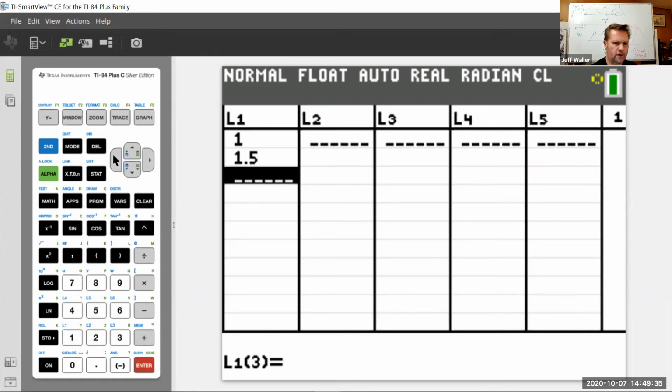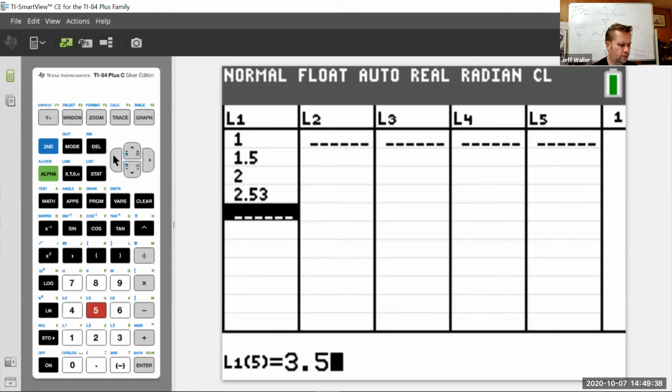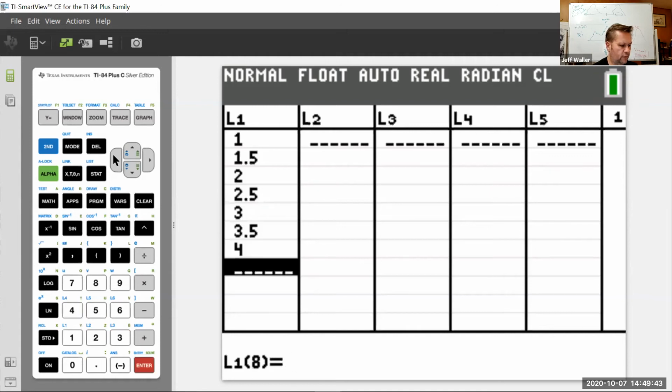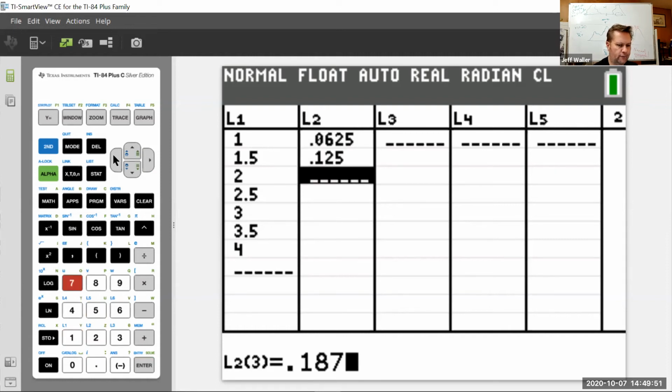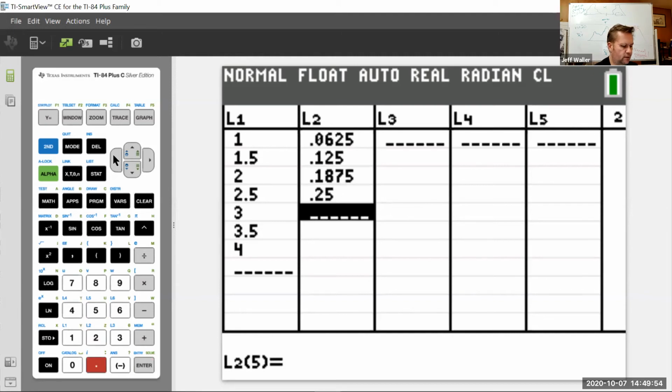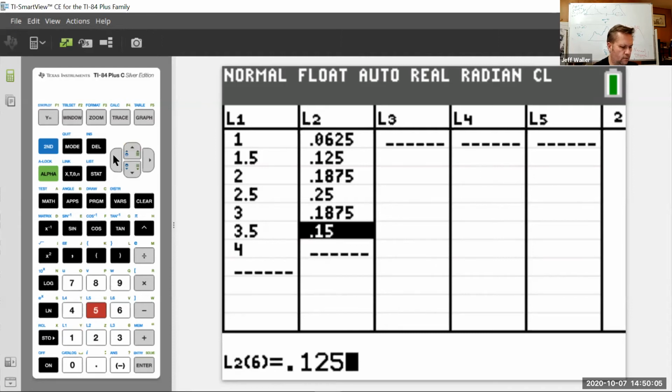1, 1.5, 2, 2.5, 3, 3.5, 4. And then I put in there the P of X's: 0.125, 0.175, 0.25, and then it starts to repeat as it goes back down. And then 0.062, 0.06. I can do it.